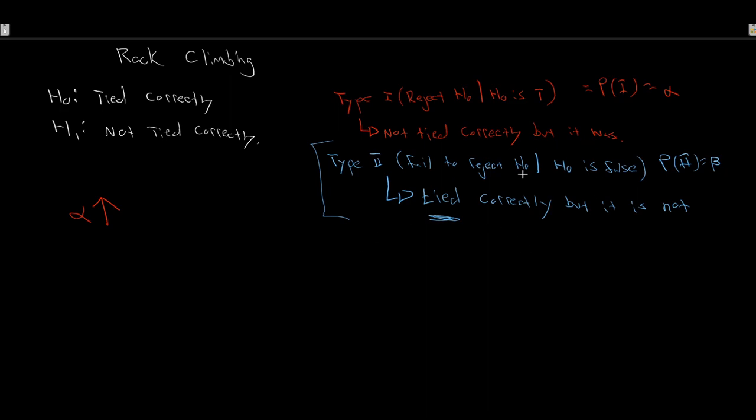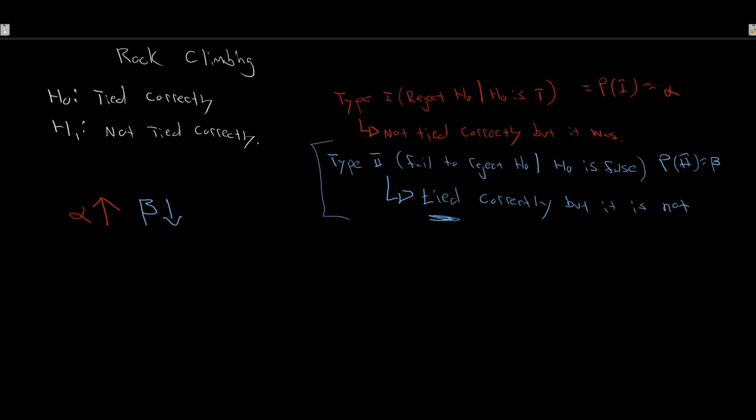So although I cannot control what beta is, I can push beta down by pushing up alpha. Bigger significance level, bigger your probability of a type 1 error, lower the probability of a type 2 error. So we have that going on in this case.